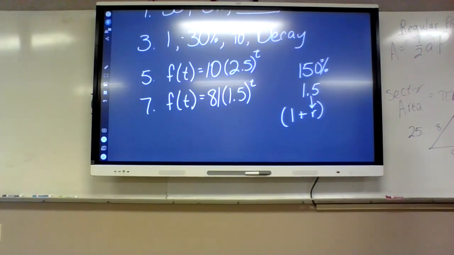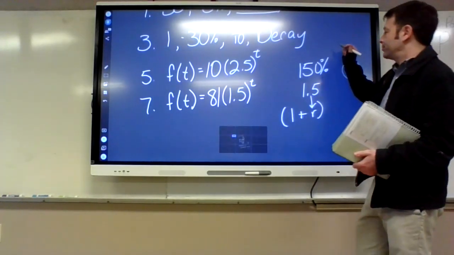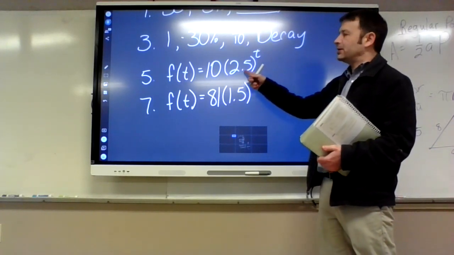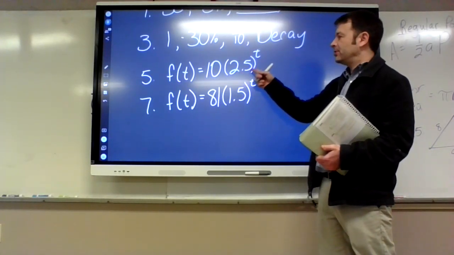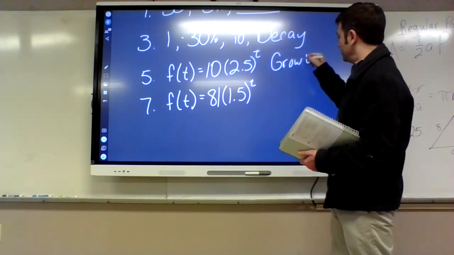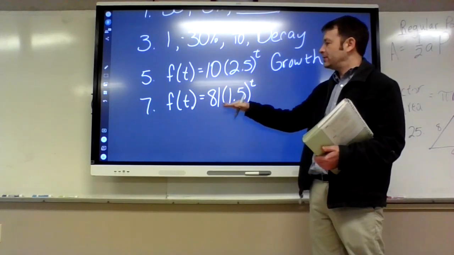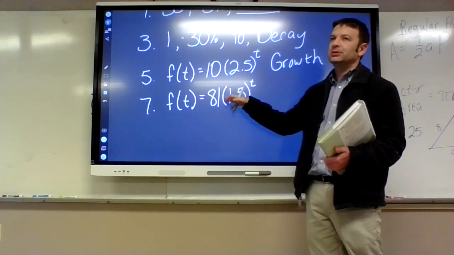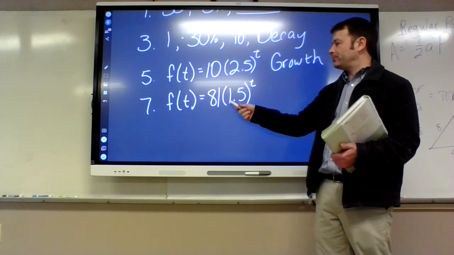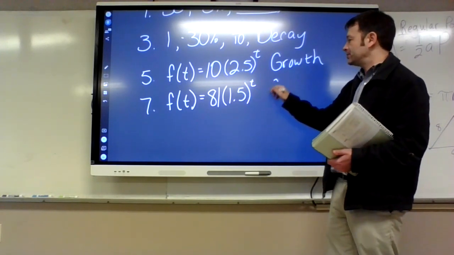Oh, I forgot. We're supposed to say whether these are growth or decay also. Is number 5 growth or decay? Growth, because it's going up by 150%, or we're multiplying by a number that's greater than 1. Is 7 growth or decay? Decay. Wait, no, it's going up by 50%. We're multiplying by 1.5, so it is also growth.